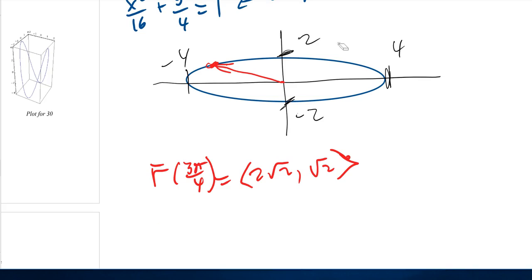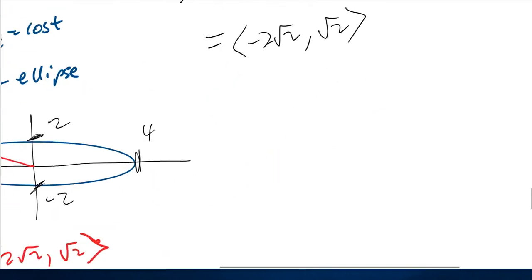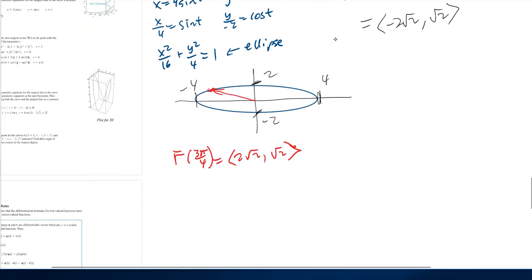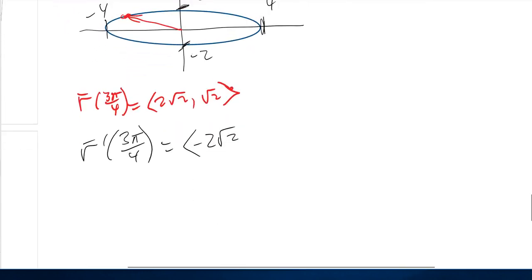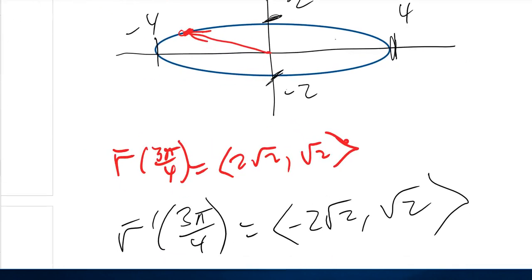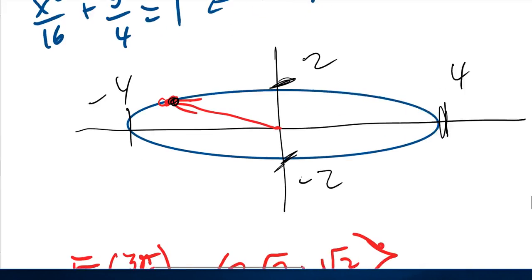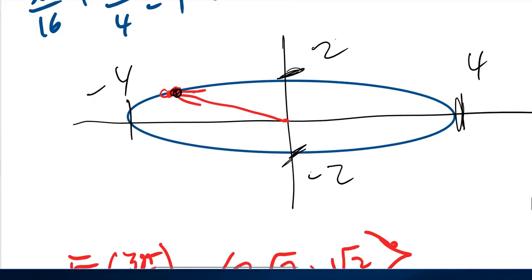Now r prime of t, what color did we have that? We had that in black. So r prime of t at 3 pi over 4 was negative 2 root 2. Is that right? Yeah, and then root 2. So from that point, I'm going to go back and up. Yeah, that makes sense. We're going to go back and up, so it's going to look like this. So this is r prime, and this is at 3 pi over 4.